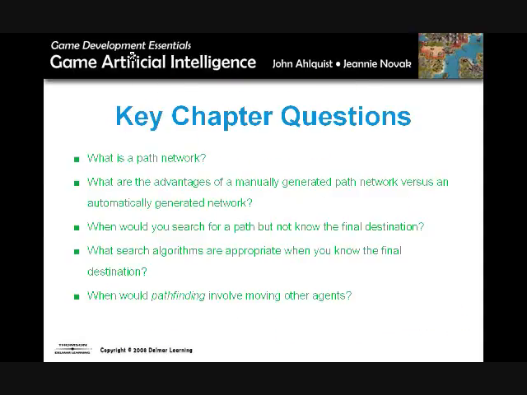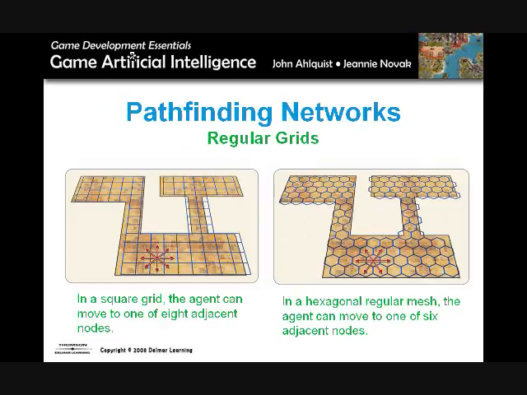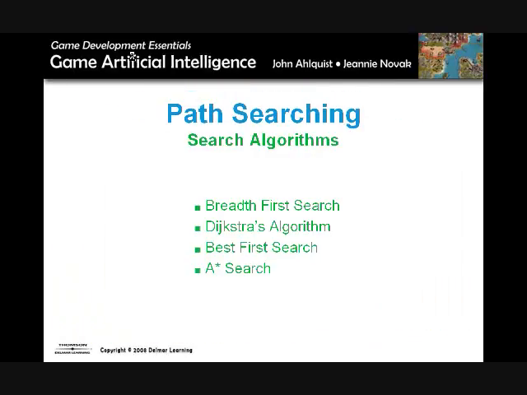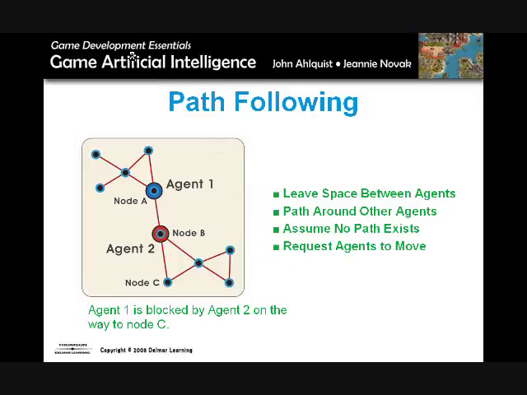And then the last question, when would pathfinding involve moving other agents? This has to do with the path following. If another agent happens to be blocking your optimal path, then you might consider moving it. One way that you might want to approach this is to not mark off those nodes that are already occupied as being off limits. You may just want to mark the cost of going through that node as being much higher. The book says 3 to 5 times higher.